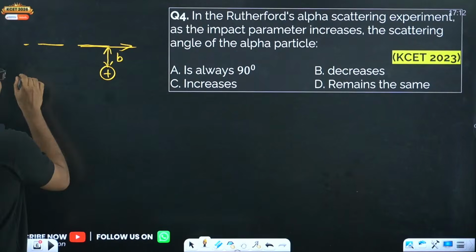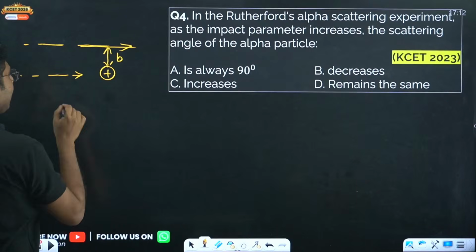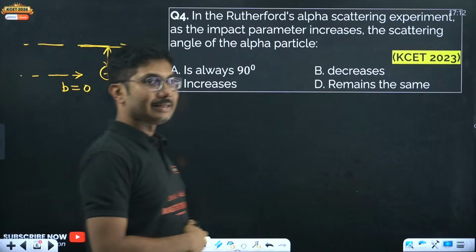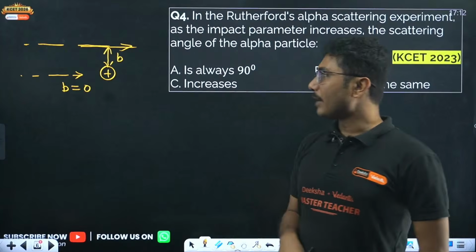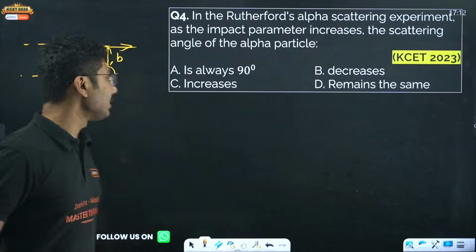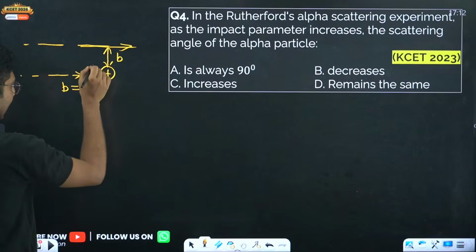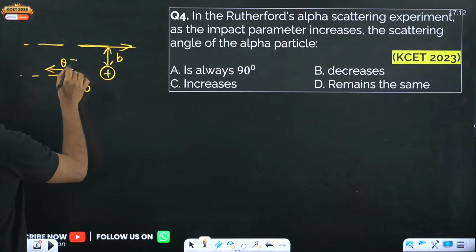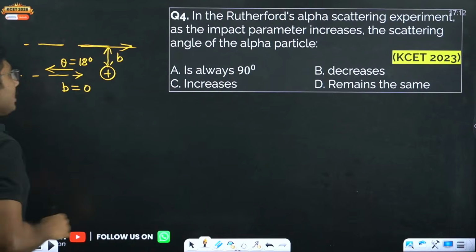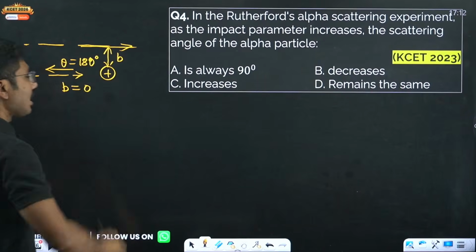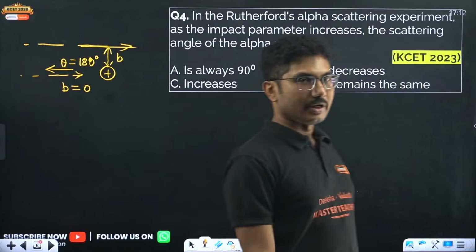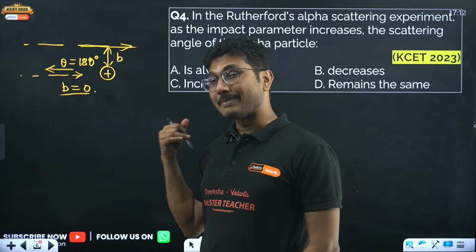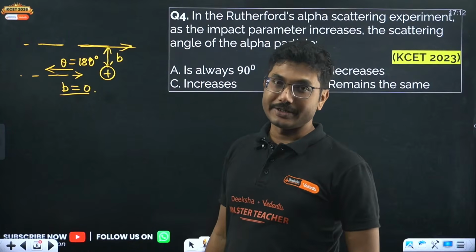If it is going straight towards the nucleus, then the impact parameter is 0. And what happens when it goes straight towards the nucleus? It goes to a certain distance and then it is repelled straight back. So the angle of scattering becomes 180 degrees. So smaller the impact parameter, higher is the angle of scattering. If it is 0, the maximum angle of scattering, 180 degrees, is possible.